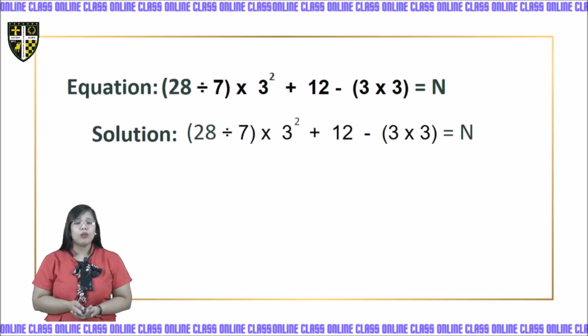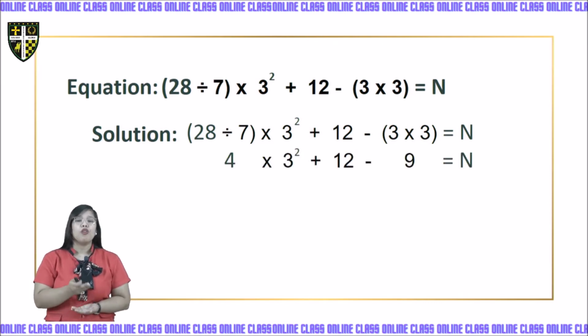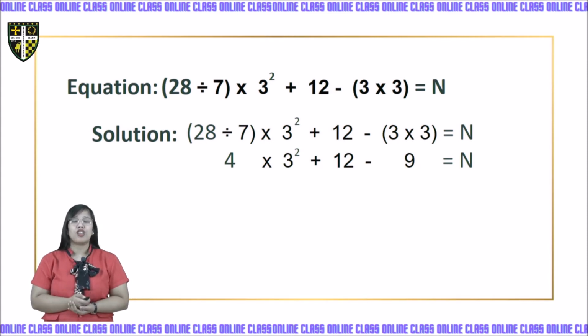Now, we will do the operation inside the grouping symbol, which are 28 divided by 7 and 3 times 3. Again, 28 divided by 7 is 4 and 3 times 3 is 9. So we have 4 times 3 squared plus 12 minus 9 equals n.